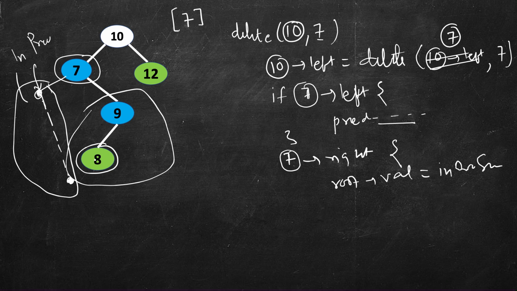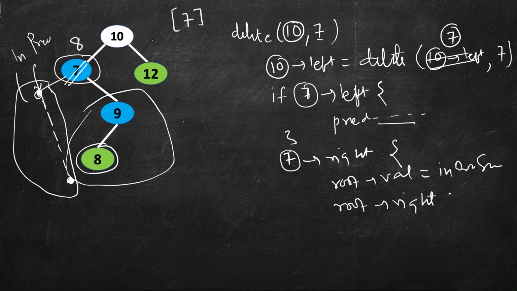So we keep going left. Going left means a smaller value. So this is the smallest in this subtree, the right subtree of 7. So find the in order successor, which is 8. So its value now becomes 8.